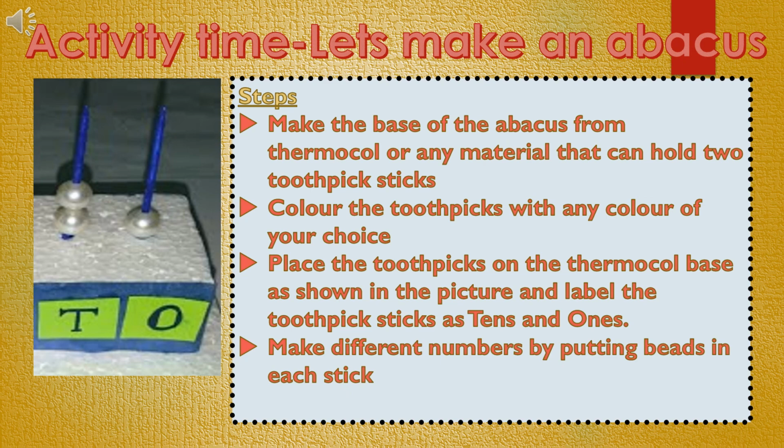Make different numbers by putting beads in each stick. So in the picture, as you can see, there are 2 beads in the tens place and 1 bead in the ones place. So the number is 21. You can put different beads to form different numbers, and you can take a picture and post it in the class group if you have completed the activity.